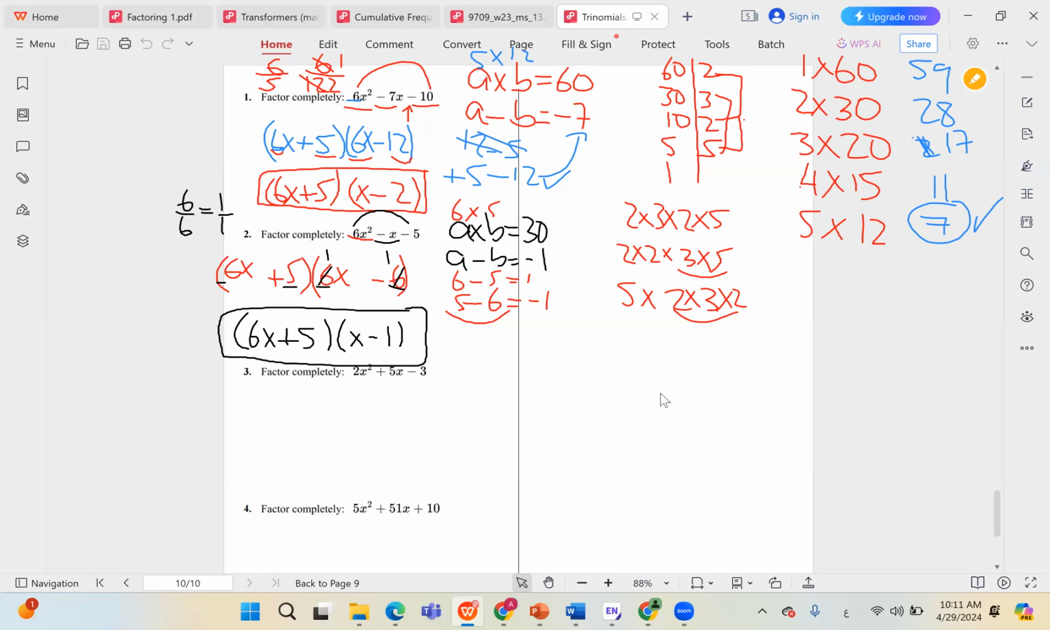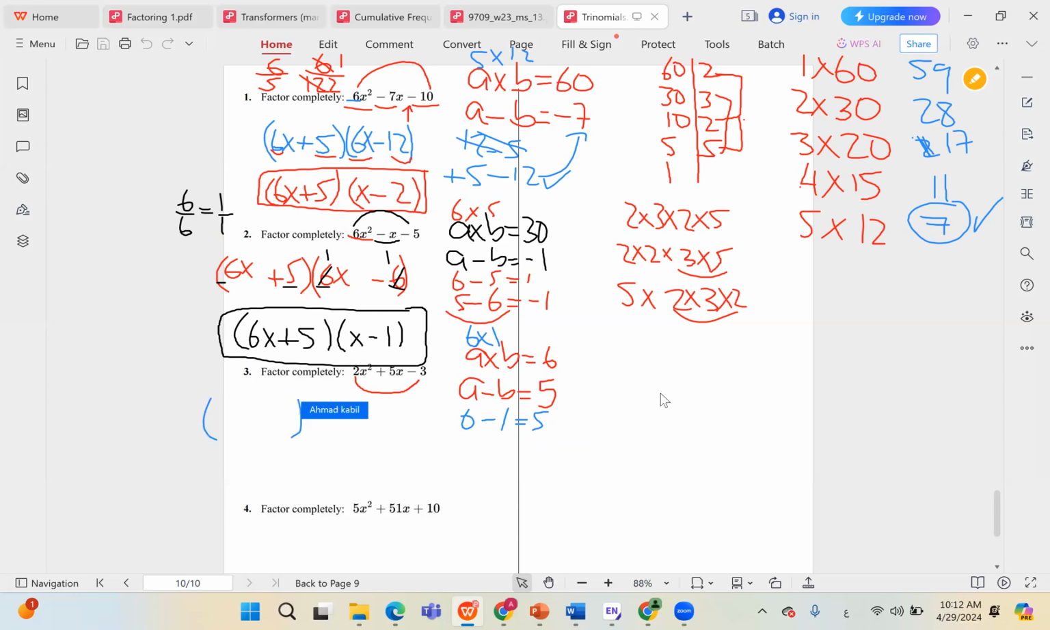Factor completely 2x squared plus 5x minus 3. So we have here 2 times 3, so a times b equals 6, because 2 times 3 is 6. And the difference here, a minus b equals 5. What two numbers multiply together to give us 6 and subtract to give us 5? Obviously, 6 times 1 is 6, and 6 minus 1 is positive 5.